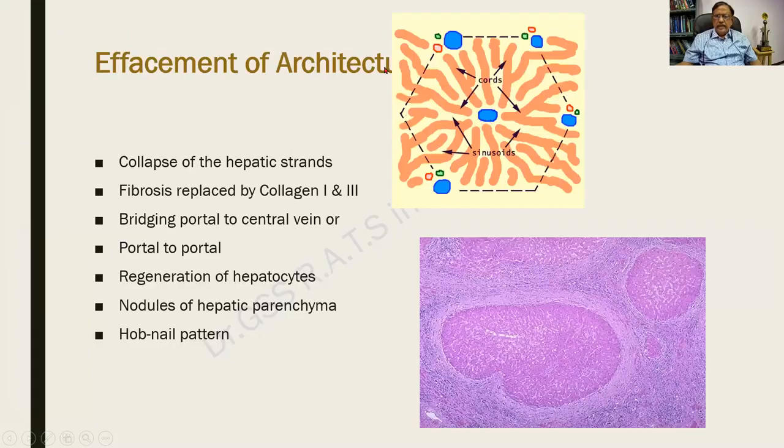This is the architecture. What do I mean by the word architecture? It is a relationship of one part of the tissue to another. Central vein, radiating cords, portal triad. This is the relationship, which is totally lost over here, and that is called effacement of architecture, and the same features are repeated for your convenience.